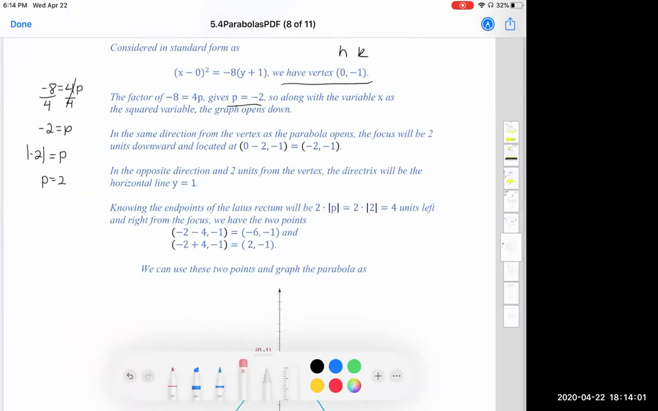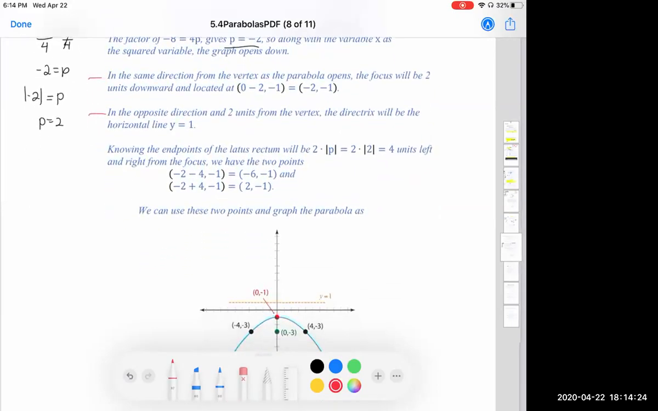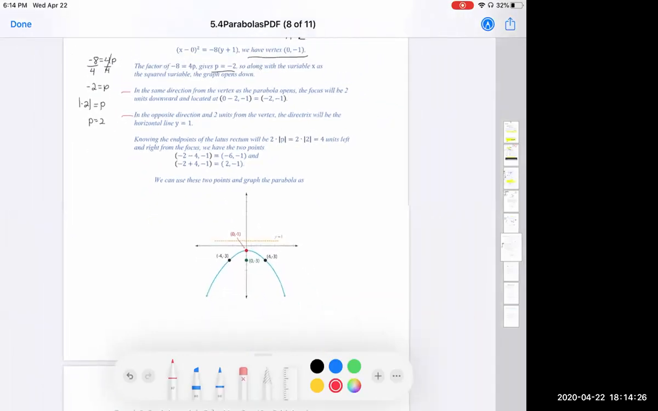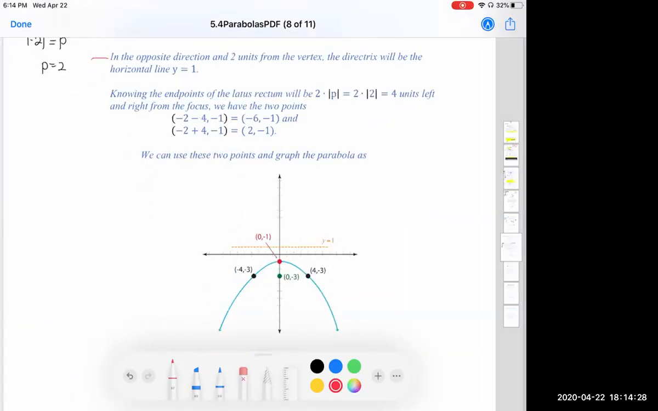In the same direction from the vertex as a parabola opens, the focus will be 2 units downward, located at 0, minus 2, which gives us 0, negative 3. And in the opposite direction and 2 units from the vertex, the directrix will be the horizontal line y equals 0. So like I said, sometimes it's overwhelming. Start by drawing just your vertex. So we have that vertex there at 0, negative 1. And then draw your dummy graph.